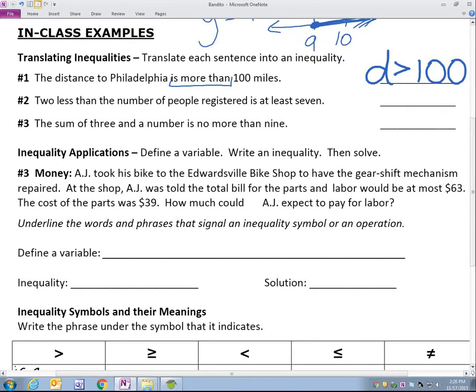2 less than the number of people registered is at least 7. Now, when you see the word less than, your age is 12 turning 13, right? There's a couple of you that are a little bit older that are 13. Most of you are probably 12 right now. So you are 20 years less than me in age. 20 years less than me in age. Does that make sense?